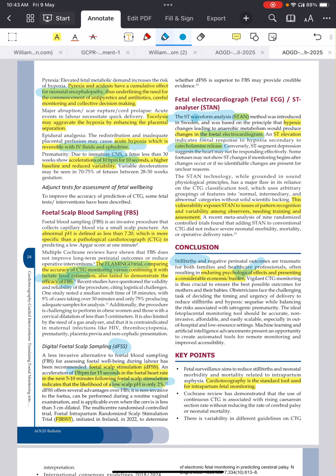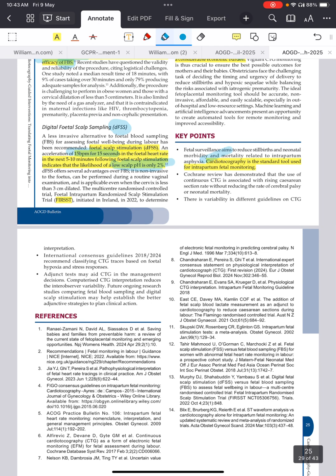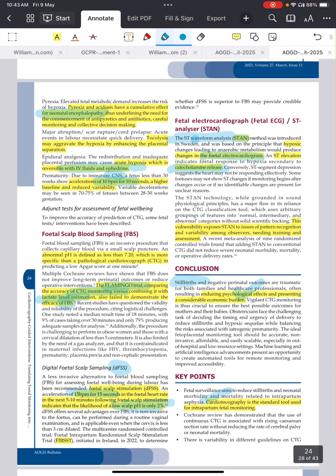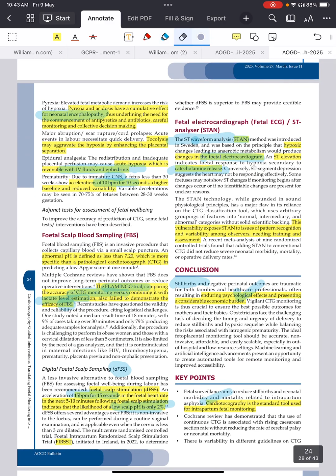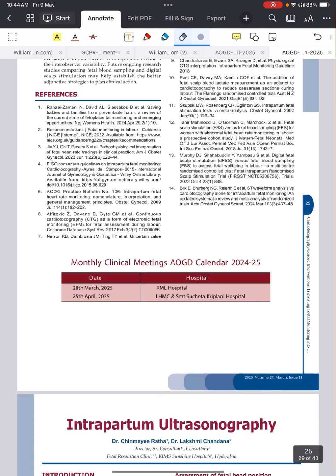Fetal surveillance can be done by means of CTG. Okay. International guidelines recommend classifying CTG tests based on fetal hypoxia and stress responses. Okay, these are the things. So pyrexia can result in neonatal encephalopathy, and the trial says that there is no advantage of using fetal blood sampling, acidosis and all. Okay, that's about this topic, fetal cardiotocography.